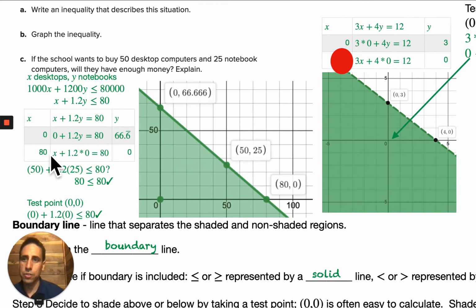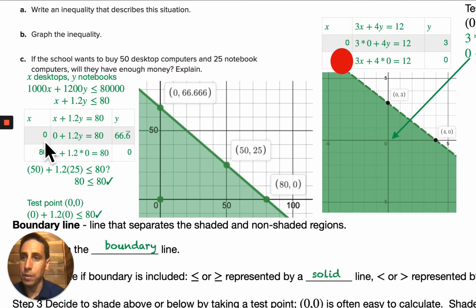And you might say, Bergman, how do you graph an inequality? Well, I'm not going to teach you how to graph an inequality. We only really know how to graph an equation. So you have to graph the equation version of it. Notice this was a less than or equal to symbol, and now it's an equal to symbol: x plus 1.2y is equal to 80.